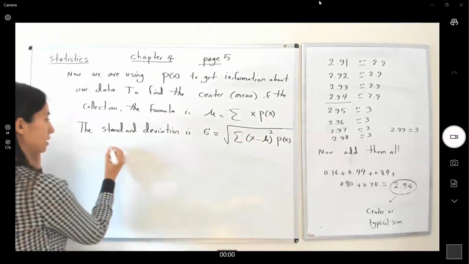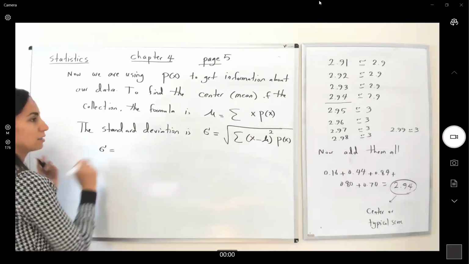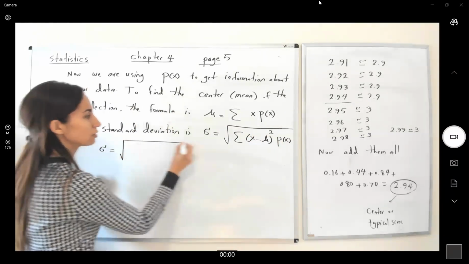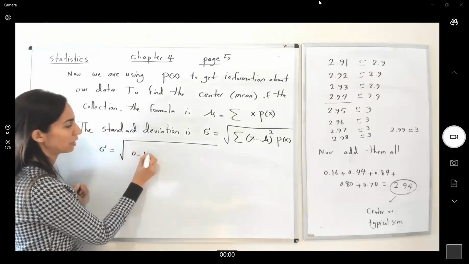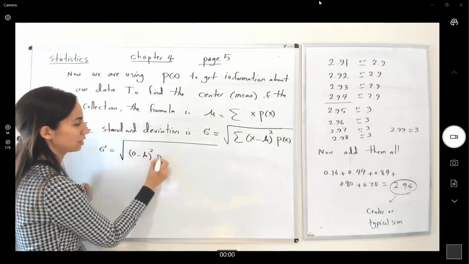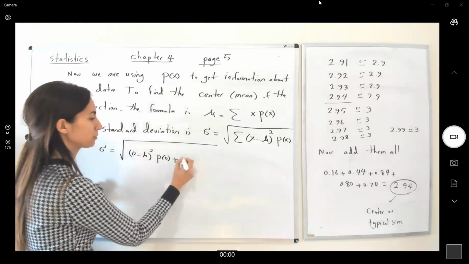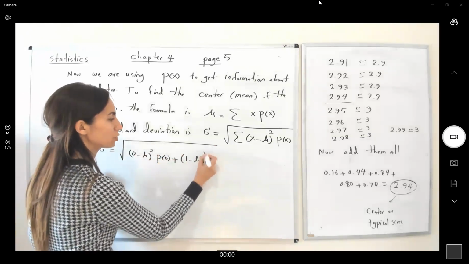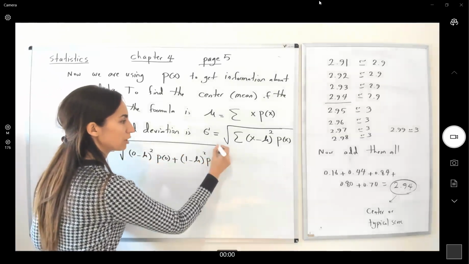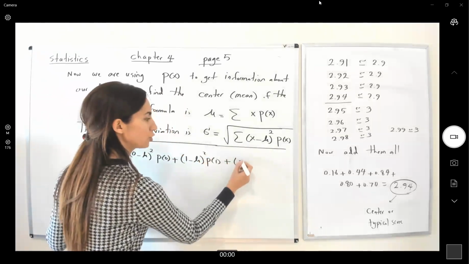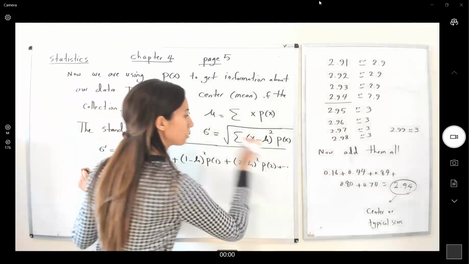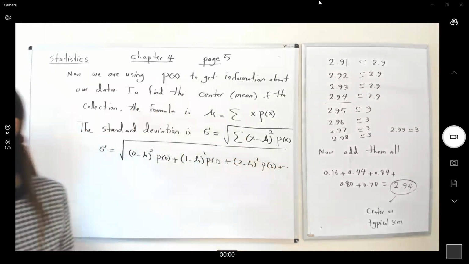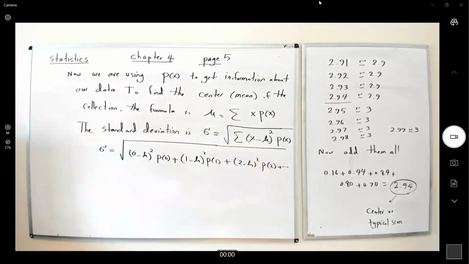If you want to write sigma in detail, you have sigma equals the square root of (0 minus mu) squared times P of 0, plus (1 minus mu) squared times P of 1, plus (2 minus mu) squared times P of 2, plus the rest.